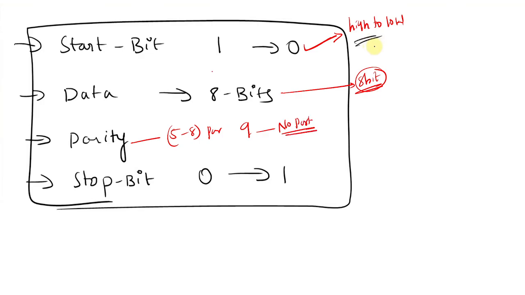And the stop bit is vice versa. The start bit goes from high to low, so the stop bit goes from low to high, and when it goes from low to high, it stops the communication. So these are the steps in UART communication: first the start bit, high to low, then 8 data bits, and the parity bit is optional. If it is 5 to 8 bits, the parity bit will be there; with 9 bits, no parity bit. The stop bit goes from low to high. This is the data transmission.